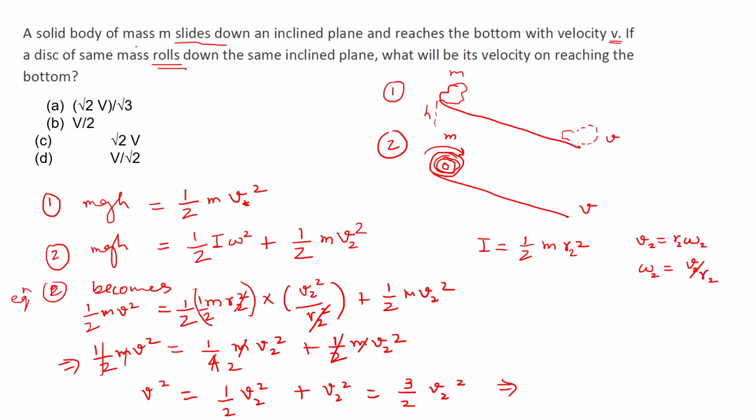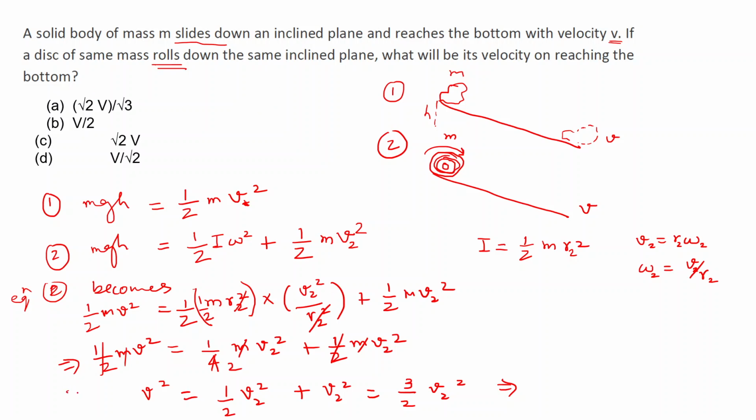Now the question was, what is the velocity of this second body on reaching the bottom? And the options are in these. V is the velocity of the first body, that means we are supposed to find out the velocity of the second body in terms of the velocity of the first body.